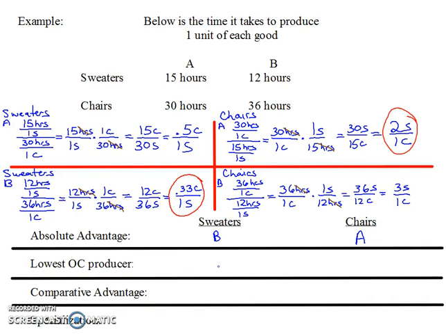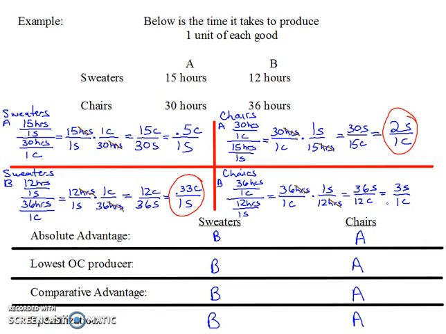The lowest opportunity cost producer of sweaters was person B. That also means person B will have the comparative advantage, which means person B will specialize in the production of sweaters. And then A will have the lowest opportunity cost of producing chairs, and therefore he has a comparative advantage in producing chairs, and therefore he will specialize in the production of chairs.